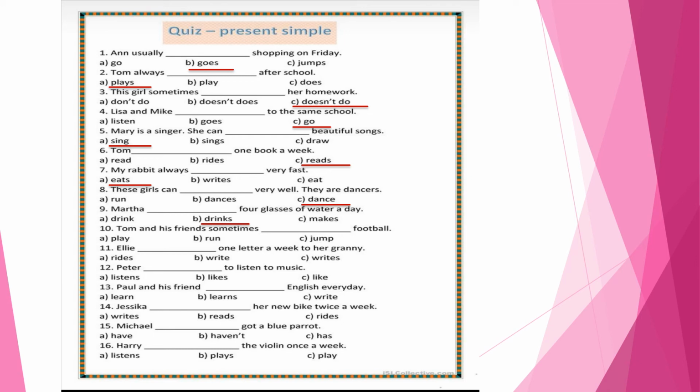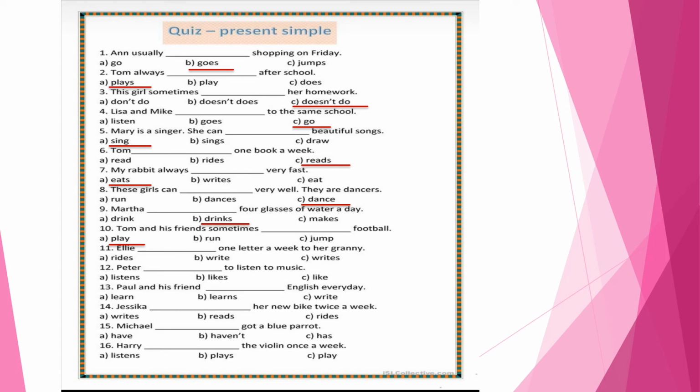Number 10, Tom and his friends sometimes play, run, or jump football. Your subject here is Tom and his friends. Tom and his friends is plural. If you cross it, you will add the pronoun they. Sometimes play, of course, football. Okay? You will add nothing to your verb.